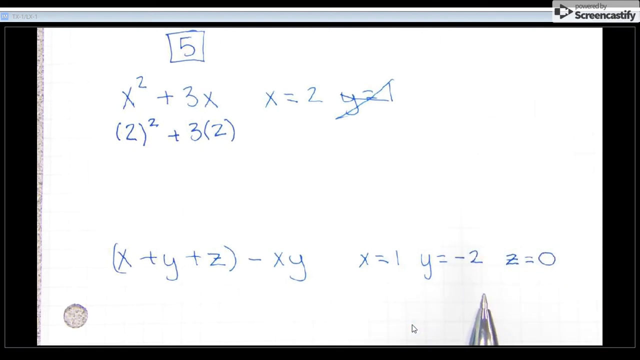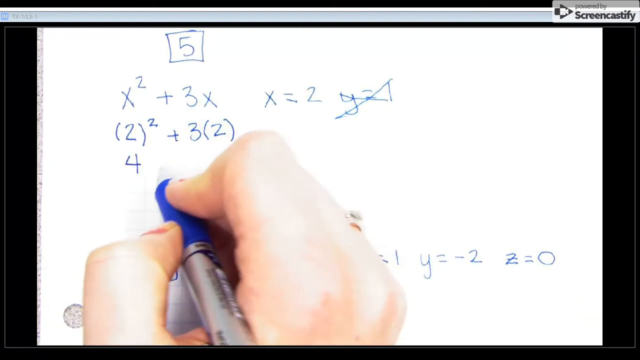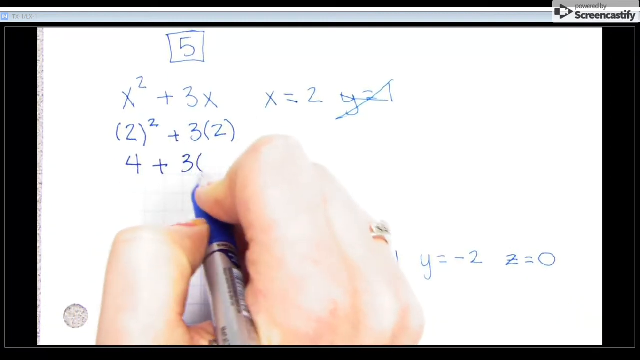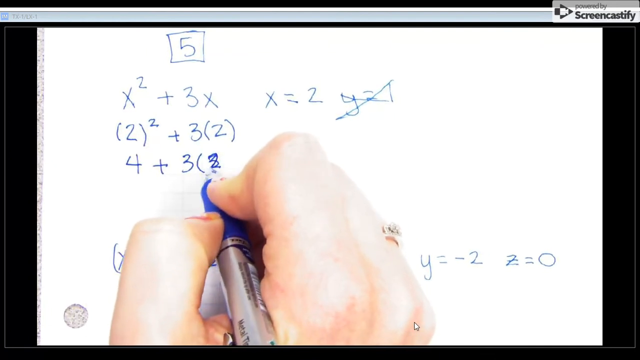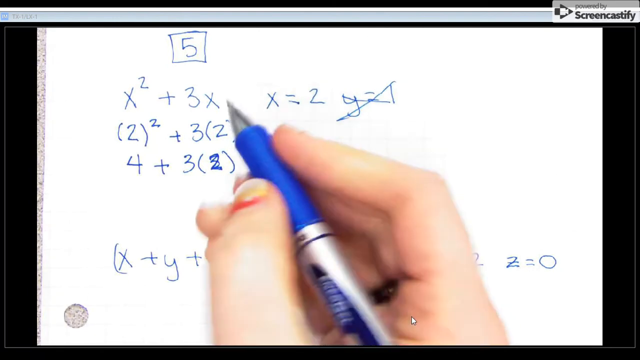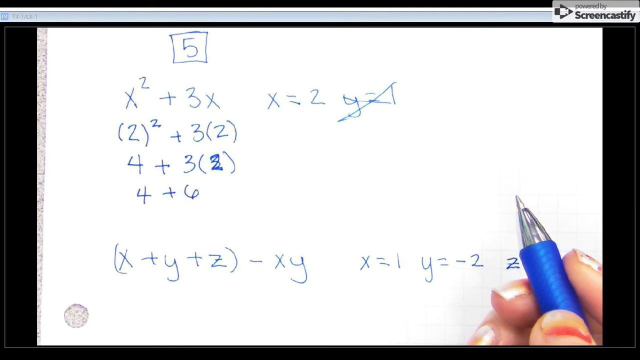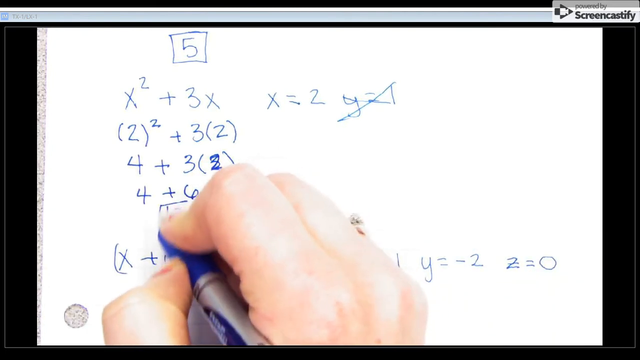Now I'm going to complete order of operations. Order of operations tells me to do exponents first. Of course, after parentheses, but I can't do anything in my parentheses, so I'm going to go straight to exponents. 2 squared is 4. And now I'm going into my multiplication. 3 times 2 I know is 6. And 4 plus 6 is equal to 10.